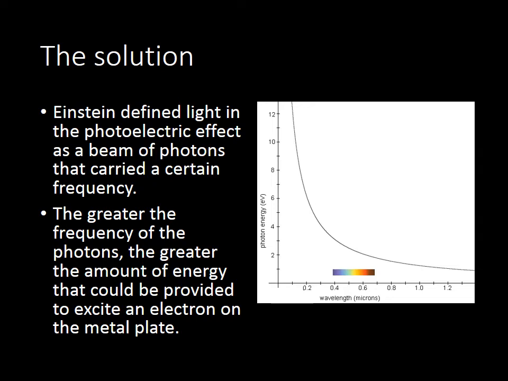Through experimentation, they came up with a curve that looked something like this, where we have wavelength. Remember that longer wavelengths are associated with lower frequencies. So here, with long wavelengths and low frequencies, the photon had very low energy, but as we decrease the wavelength and increase the frequency of the photon, the amount of energy that photon could provide to an electron on a plate went up as an inverse square.